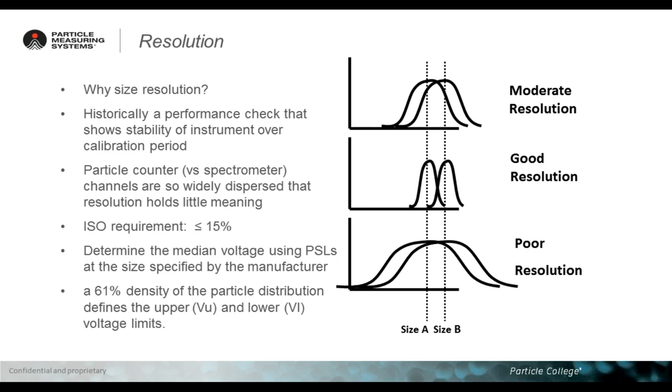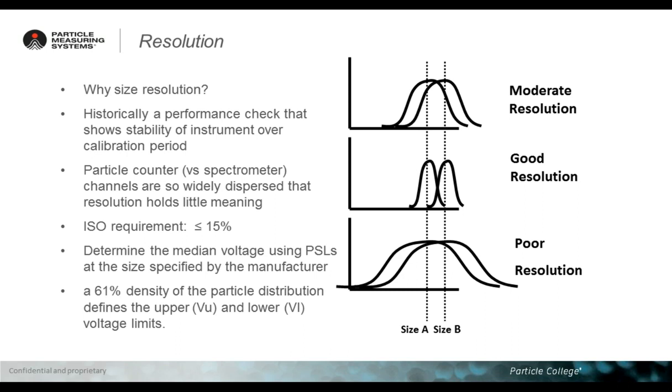The next parameter that is very important is the size resolution. The size resolution is essentially the ability of the instrument to detect the right size in an accurate way. As you can see on the right side, we have three representations of a Gaussian curve with moderate, good, and poor resolution.